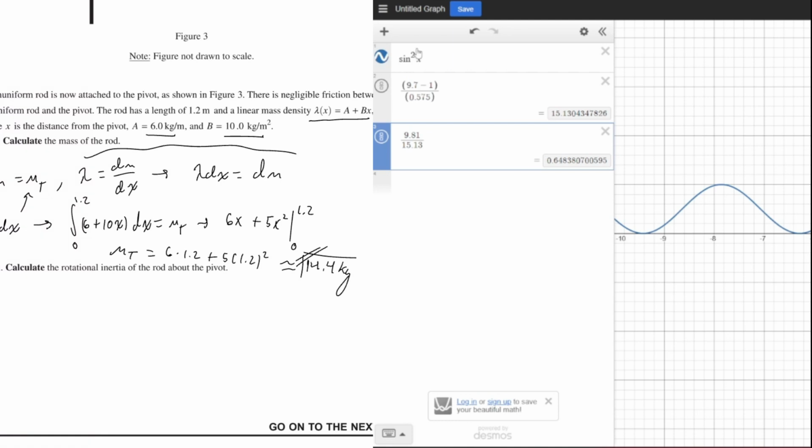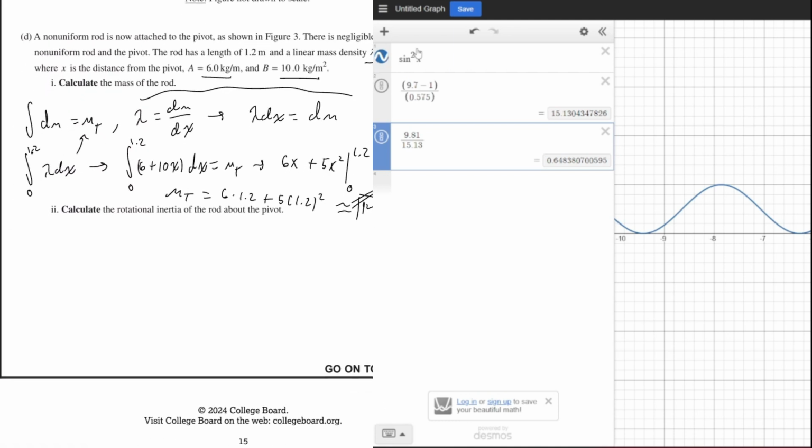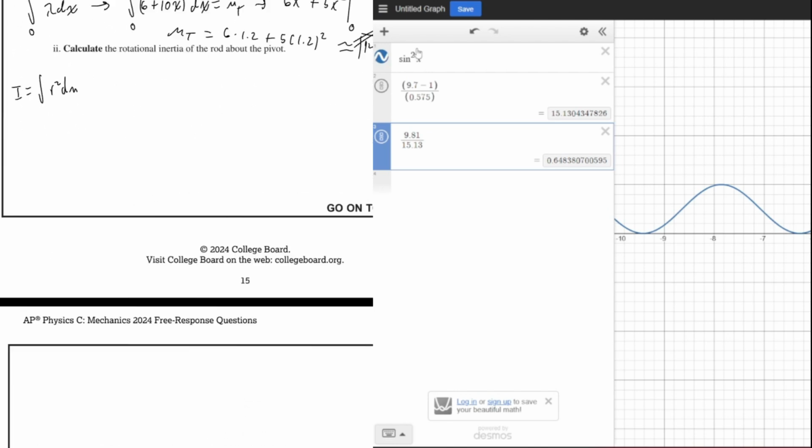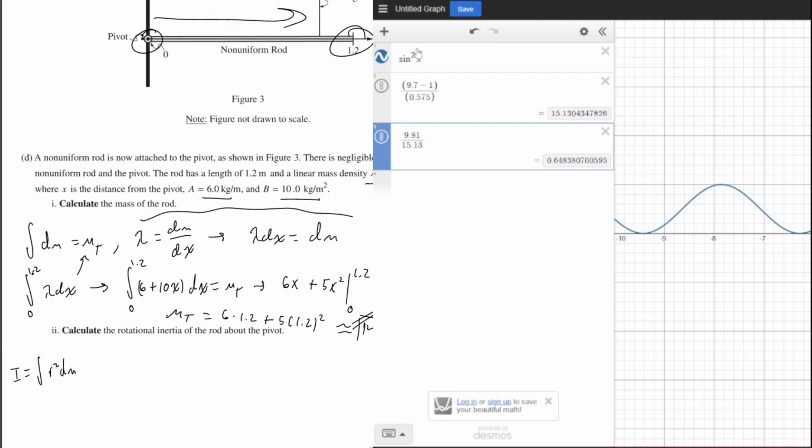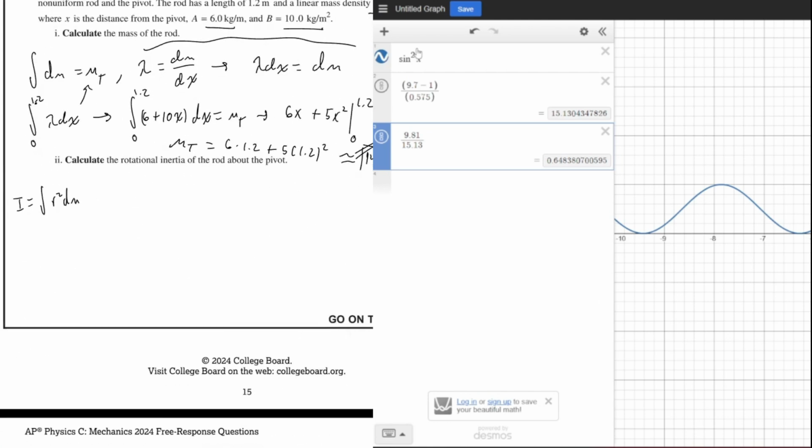Great. Next question. Calculate the rotational inertia of the rod about the pivot. You should memorize this, but it's on your equation sheet: integral of R squared dm. That's rotational inertia. In this situation, R squared is x squared, because that's my distance from the pivot. This normally would be R, but we can just call it x now. So this is going to be the integral, summing up all the little dm's from 0 to 1.2 of x squared dm.